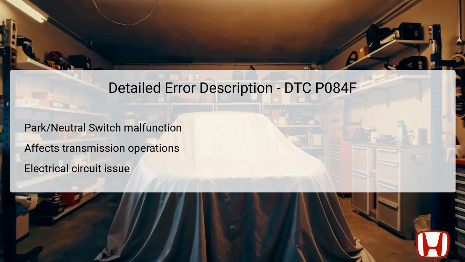The park neutral switch plays a crucial role in signaling the state of the transmission to the vehicle's control systems. This switch is typically located in the transmission assembly, where it physically interacts with the transmission gears. It ensures that the vehicle cannot start unless it is in park P or neutral N position. DTC P084F indicates a failure in the output circuit of this switch, meaning that the TCM is not receiving the proper signals from the switch.